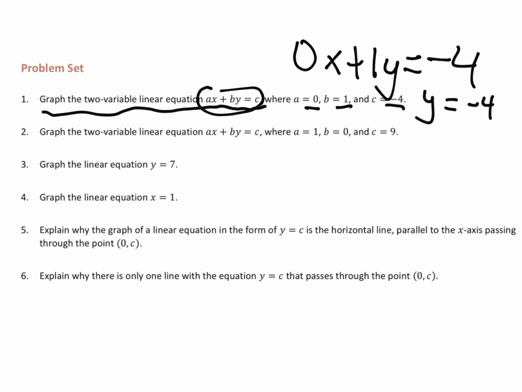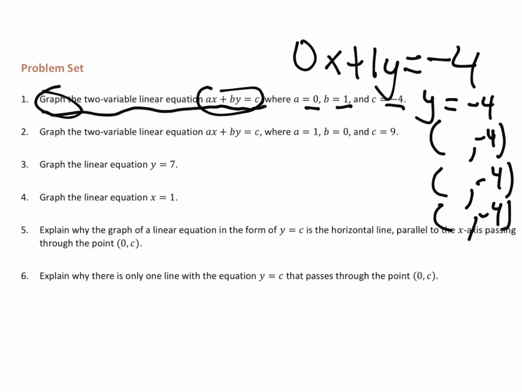And then the next part is to graph that. So when you go to graph that, which you have to do because it says graph, you should notice that all your y coordinates will be -4. And it doesn't matter what you use for your x coordinates because all the y coordinates will be -4. And when you graph this, you should notice that it is going to be a horizontal line.